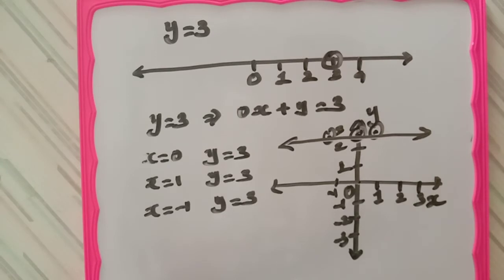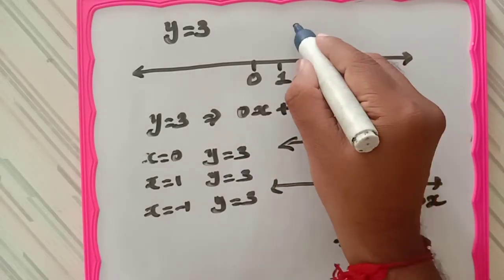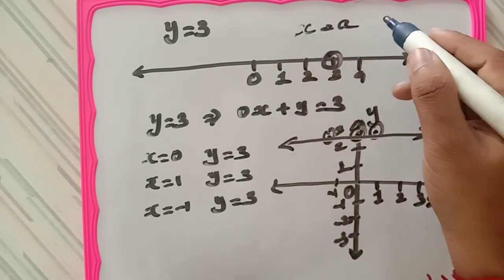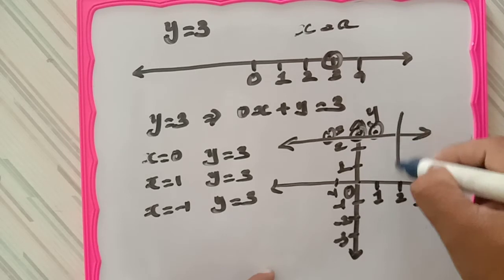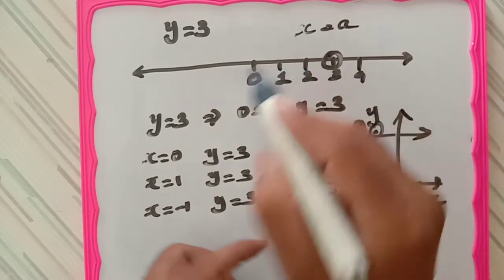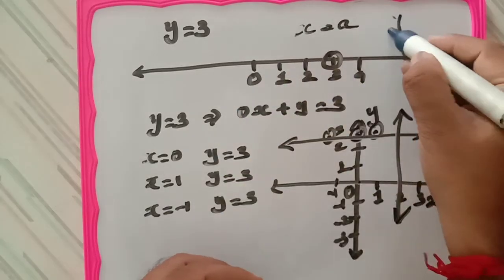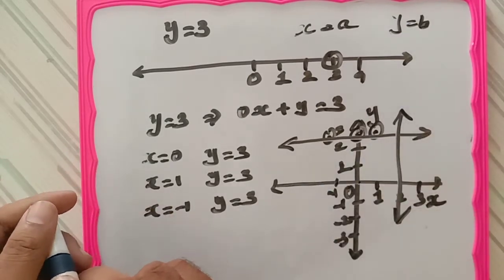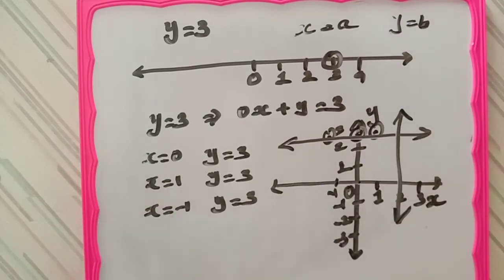So now we can say that if an equation of the type x equals a is given, then it is a vertical line, and a vertical line is parallel to the y-axis. If an equation of the type y equals b is given, then it will be a horizontal line, which is parallel to the x-axis.